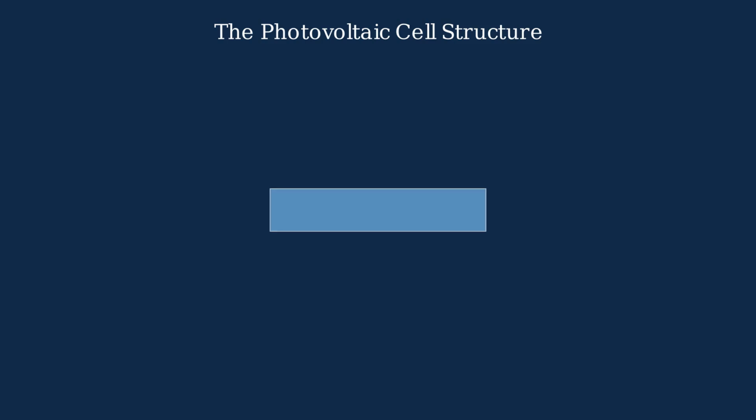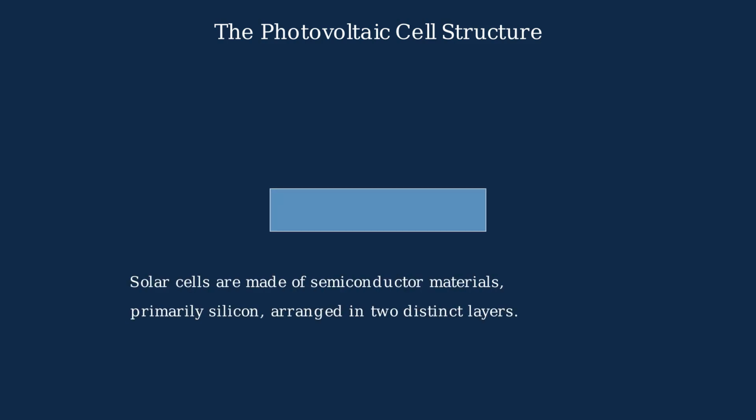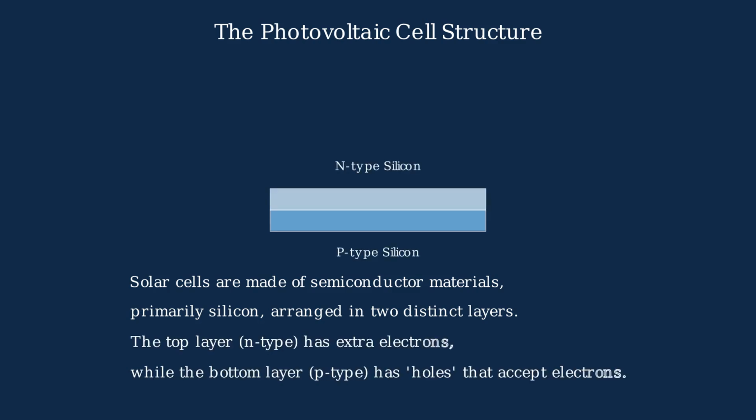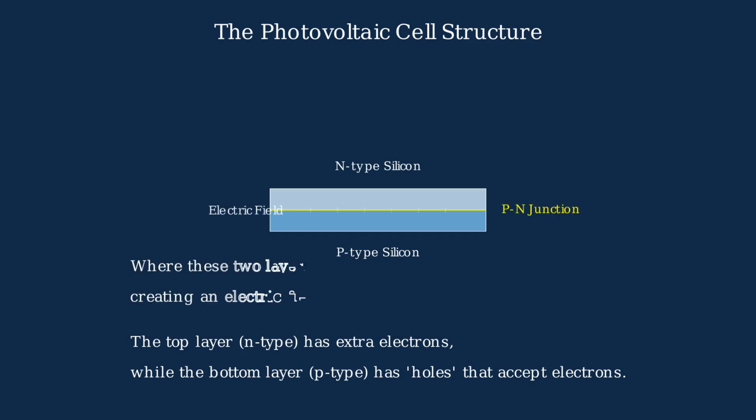The photovoltaic cell is the fundamental building block of solar panels. Each solar cell is made of semiconductor materials, primarily silicon, arranged in layers. These layers include a positively charged p-type layer and a negatively charged n-type layer. Where these two layers meet, a p-n junction forms, creating an electric field between the silicon layers.